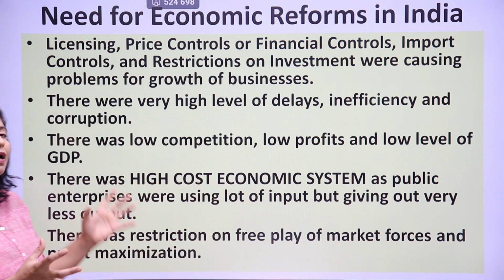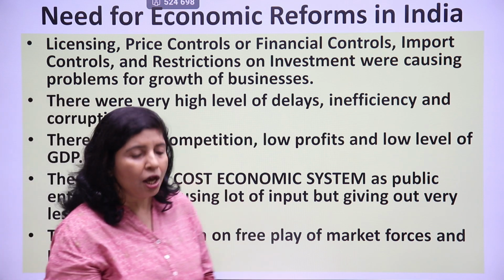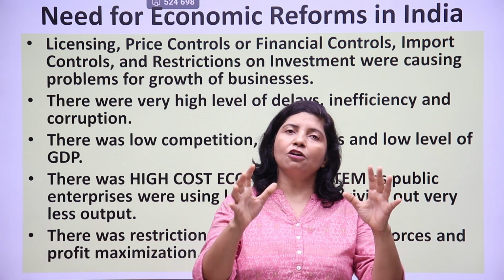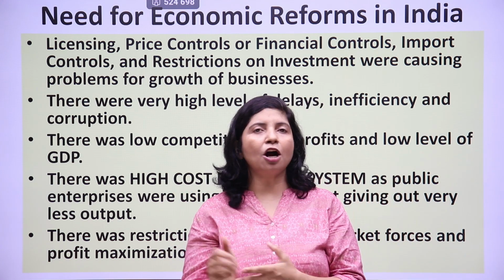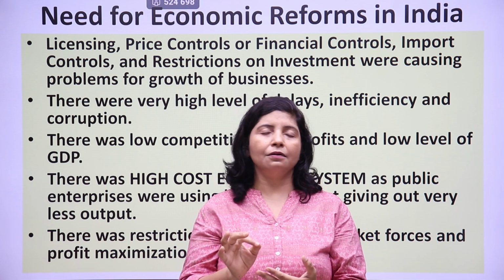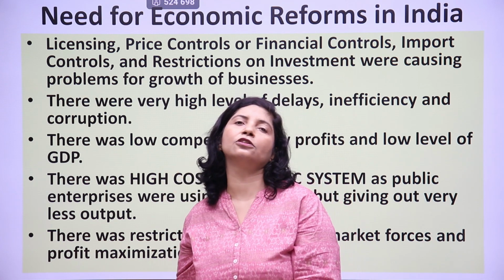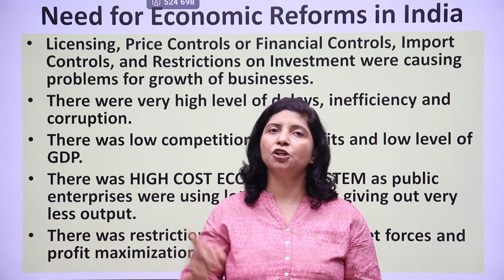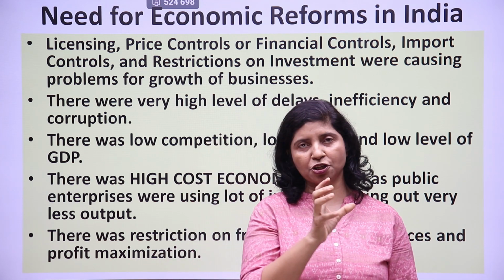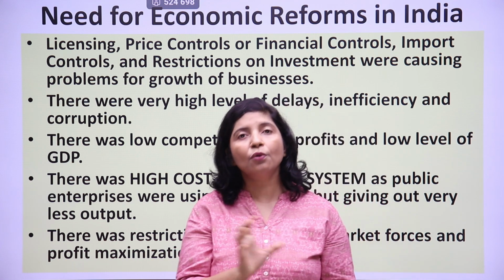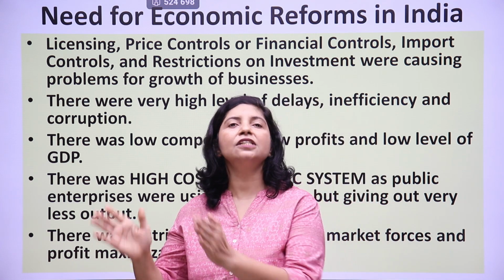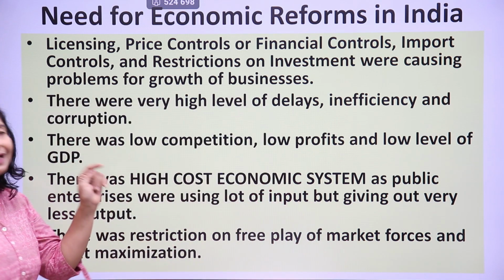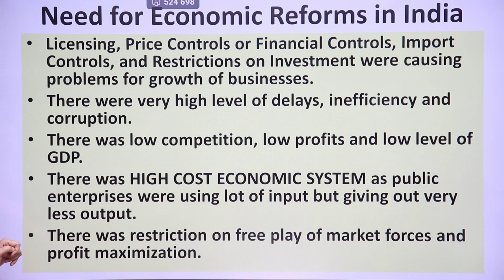High cost means you are using a lot of resources. For example, you are using 10,000 rupees worth of raw material for baking bread, but you are not producing even 5,000 worth of bread packets. That means you are at a loss, because you are investing 10,000 rupees in production of bread, but you are producing only bread worth 5,000 rupees. That means you are wasting 5,000 rupees. That exactly happened in the case of the public sector.